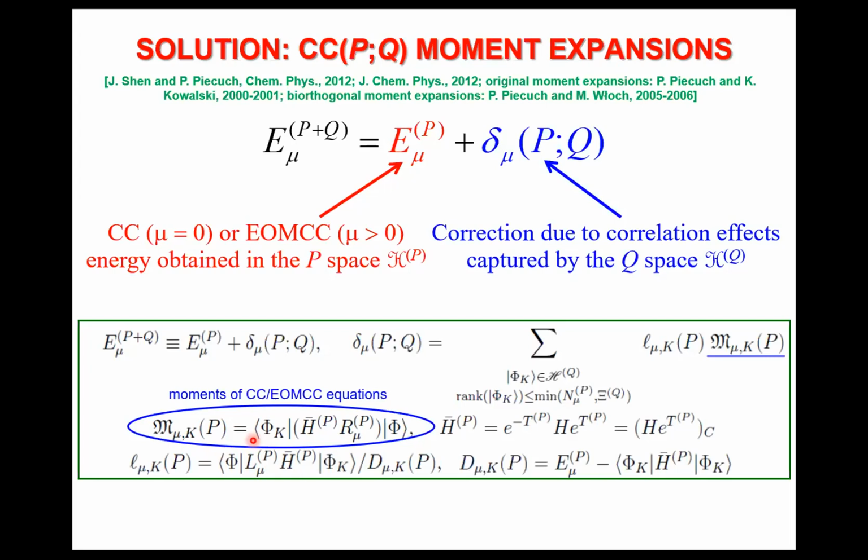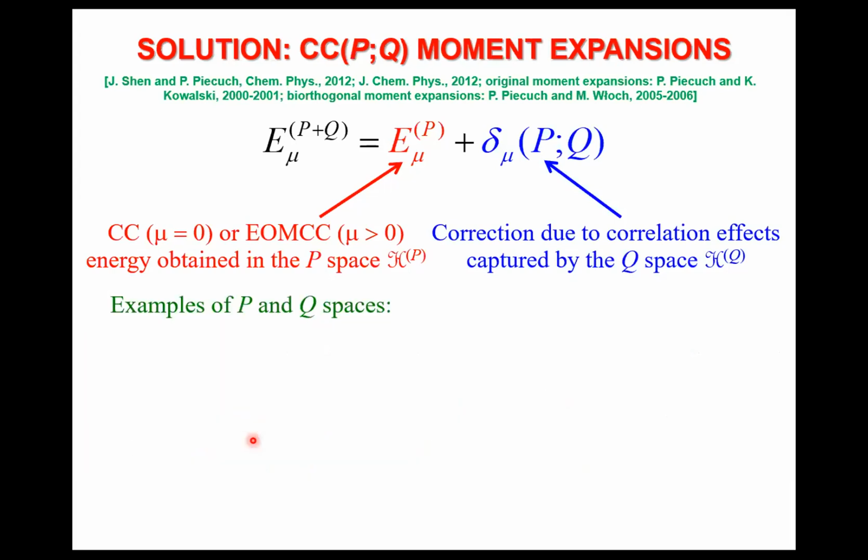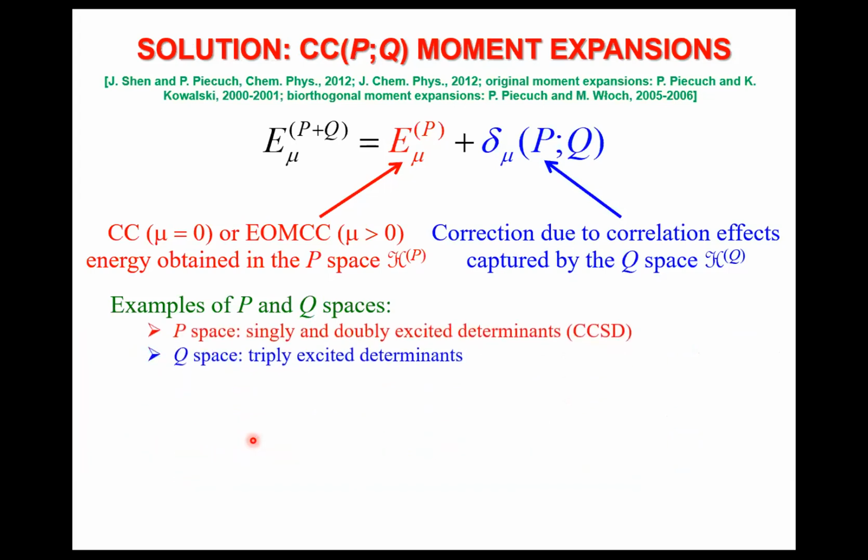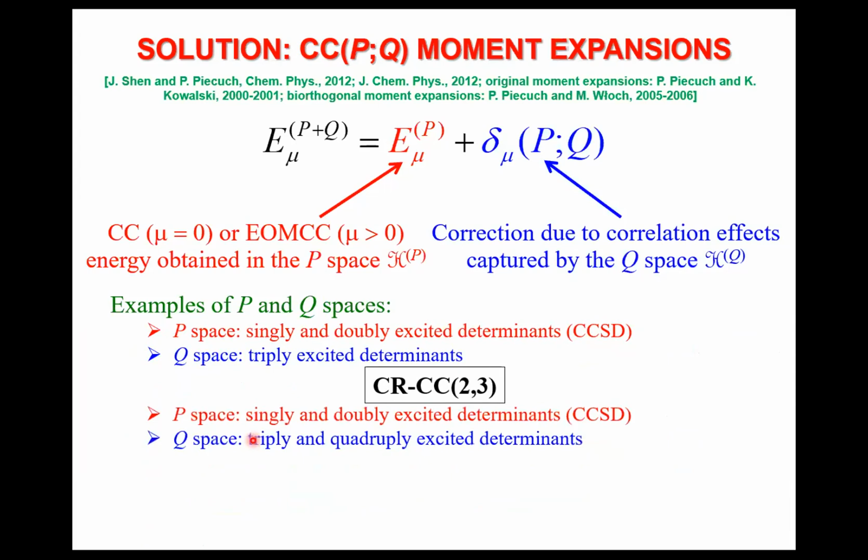How can we use such corrections in practice? Well, we can use them in a very conventional way. Suppose I'd like to correct CCSD for triples. Well, then I will define the P space to be singly and doubly excited determinants, the Q space, the triply excited determinants. If I follow the equations on the previous slide with these definitions, we end up with an approach called CR-CC(2,3), the completely renormalized coupled-cluster method with singles and doubles. That's the 2. Corrected for the triples, that's the 3. And of course, we can build a whole hierarchy of such approximations. Here is another one, CR-CC(2,4), where we correct for triples and quadruples.